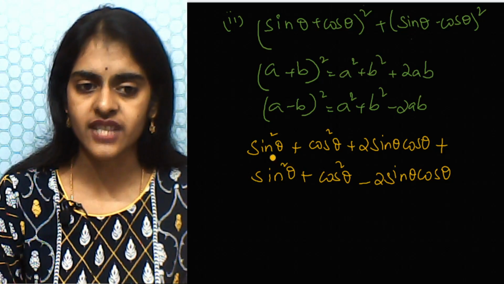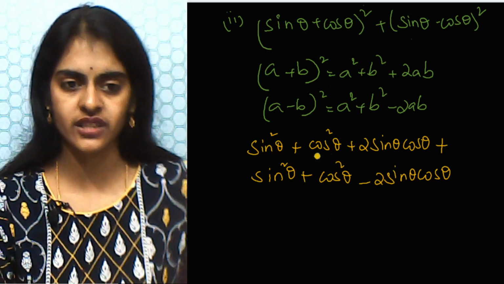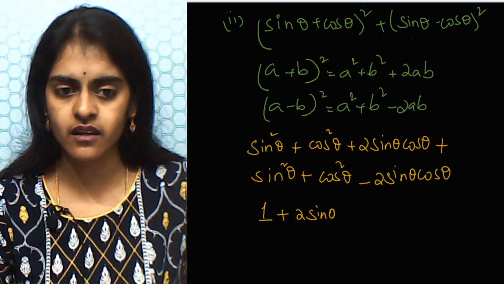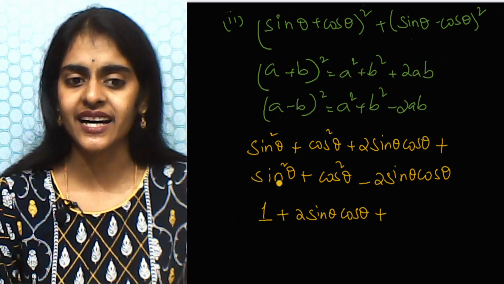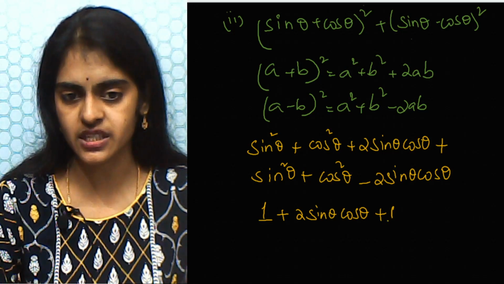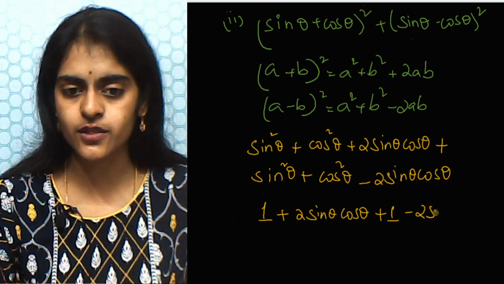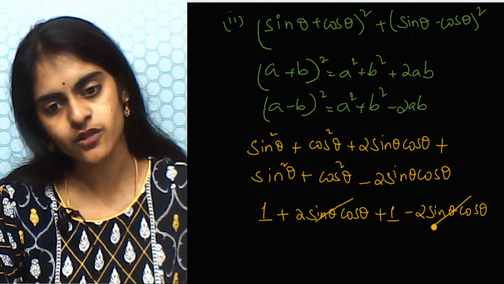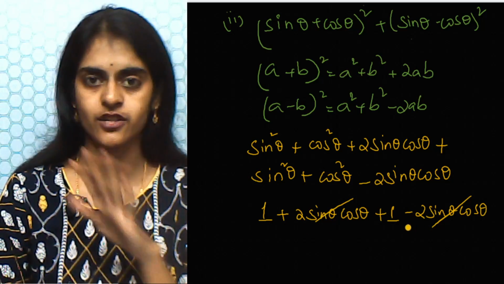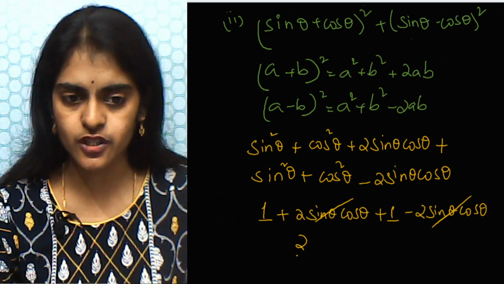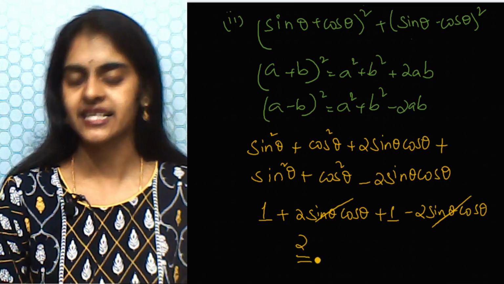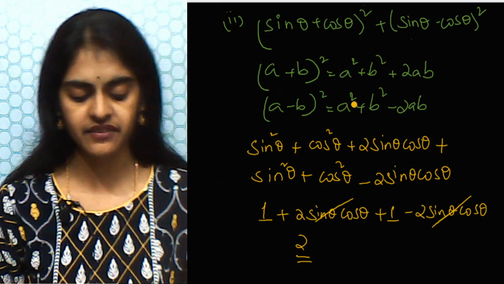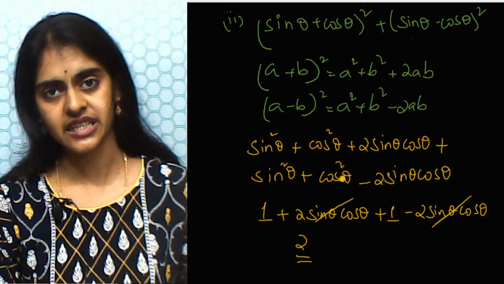Now just see, sin square theta plus cos square theta is 1. So this complete thing is 1 plus you have 2 sin theta cos theta. Plus again sin square theta plus cos square theta is 1, so this is 1, and you have minus 2 sin theta cos theta. So plus 2 sin theta cos theta minus 2 sin theta cos theta gets cancelled. Plus 2 minus 2 becomes 0 and 1 plus 1 gives you 2. So the final answer is 2. Simple, use a plus b whole square and a minus b whole square, and the one trigonometric identity we are using is sin square theta plus cos square theta is 1.